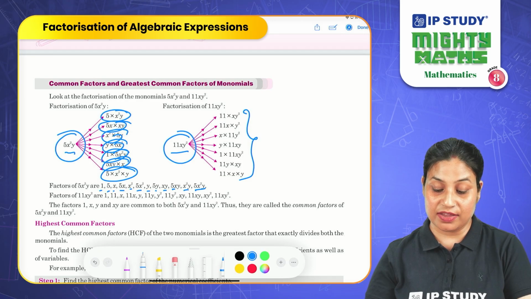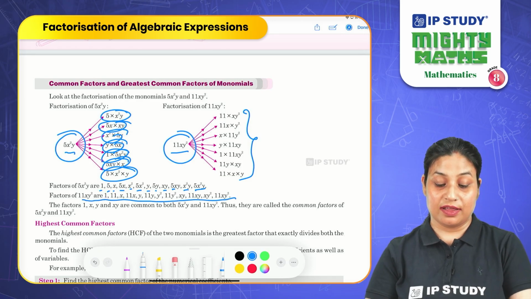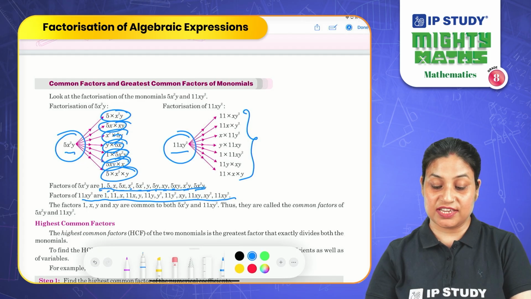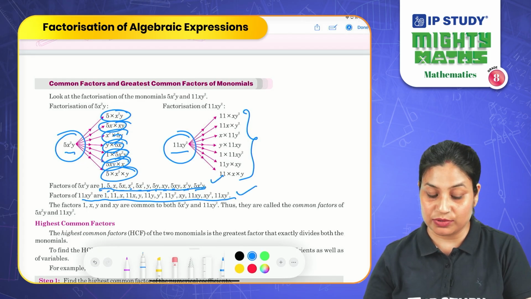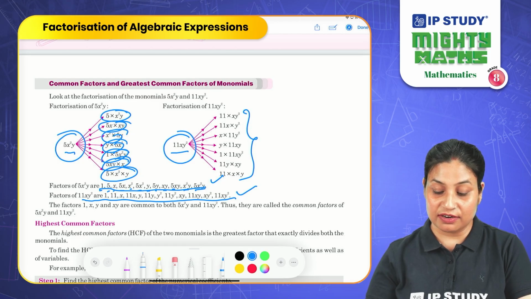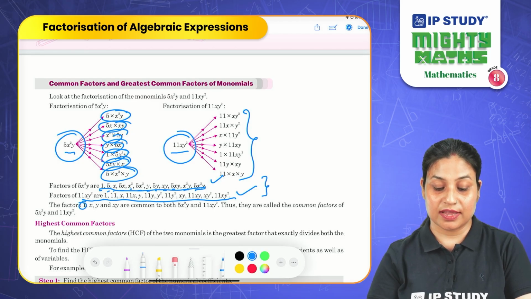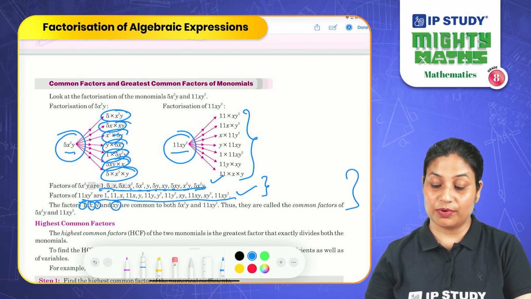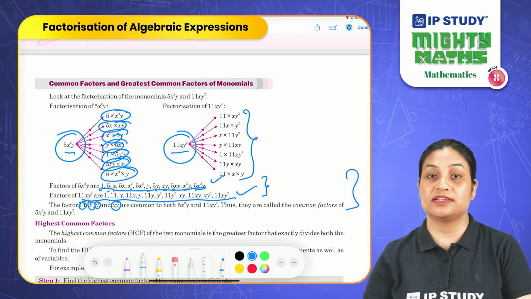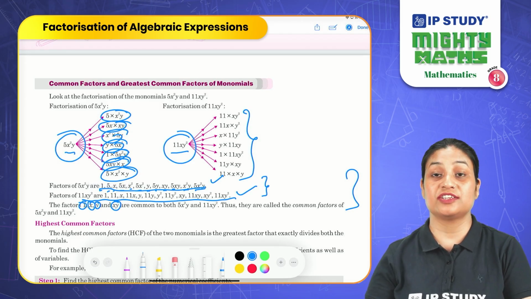In the same way, you can write down the factors for 11xy square. And when you observe these factors for these two monomials, you will come to know that the common factors for both these monomials are 1, x, y and xy, right? So, this is how you are going to find out common factors for given monomials, right? I hope you have understood this concept.